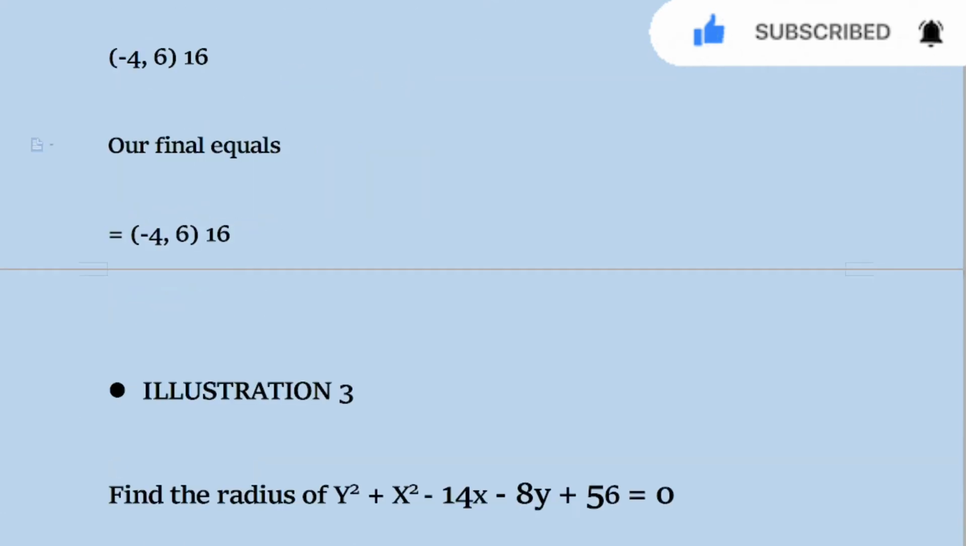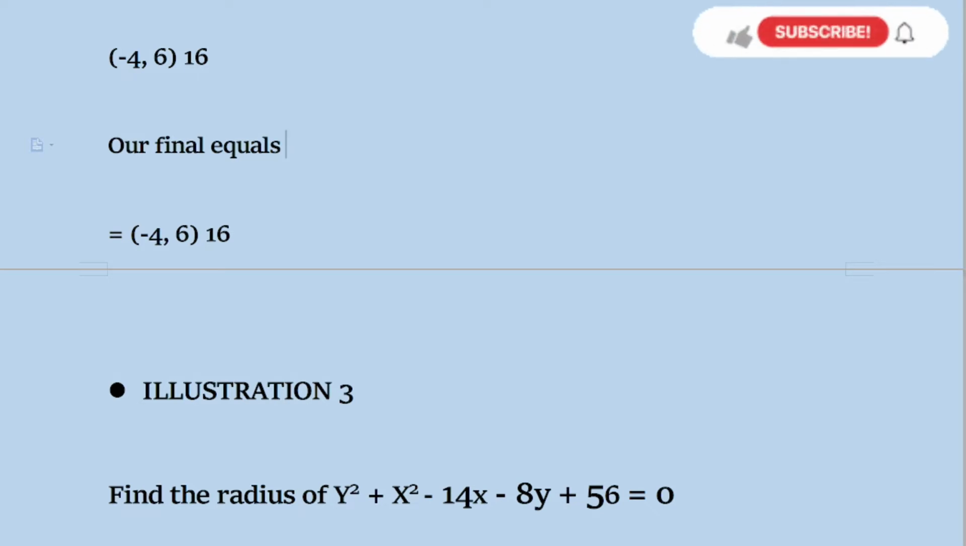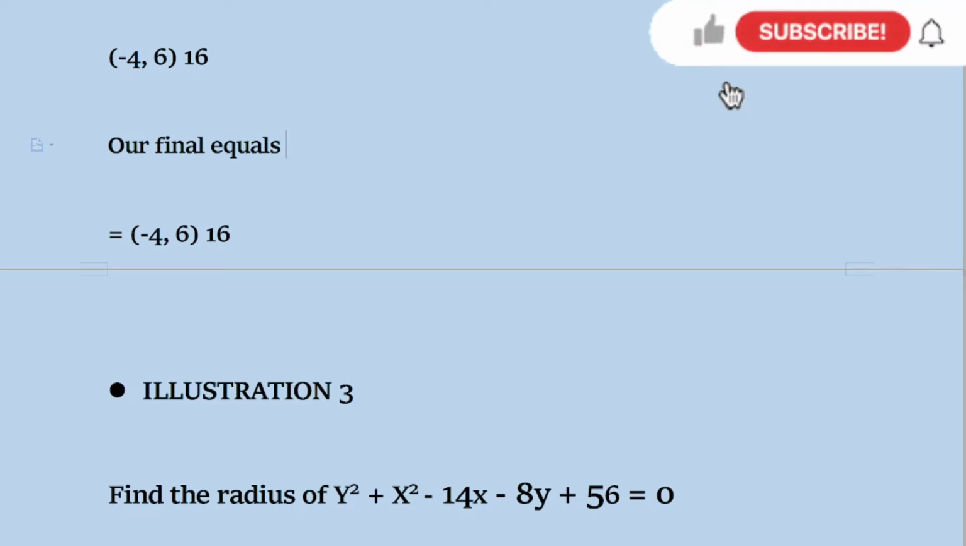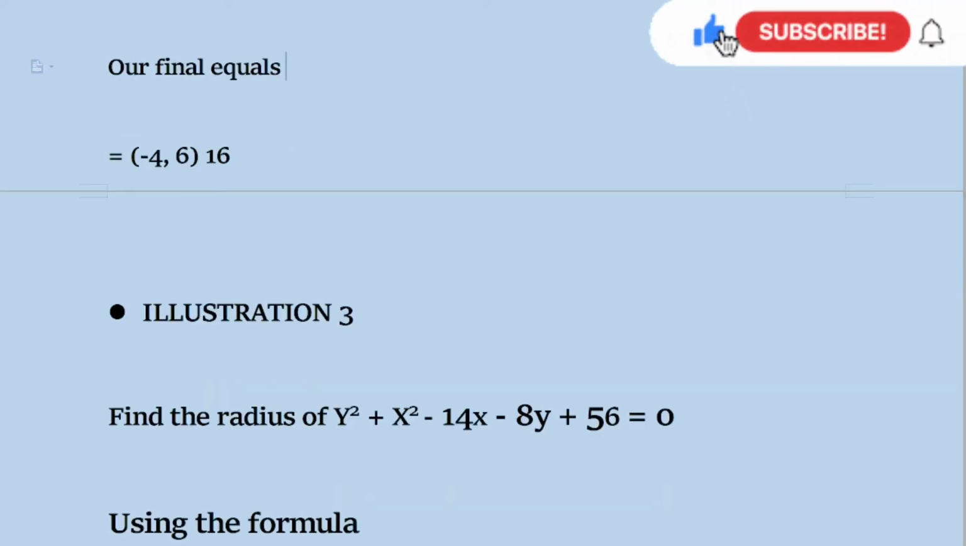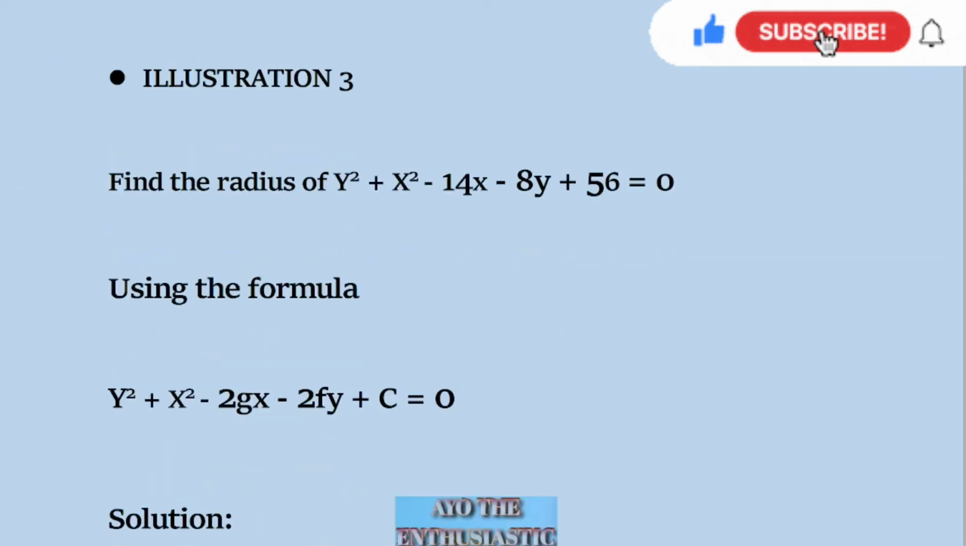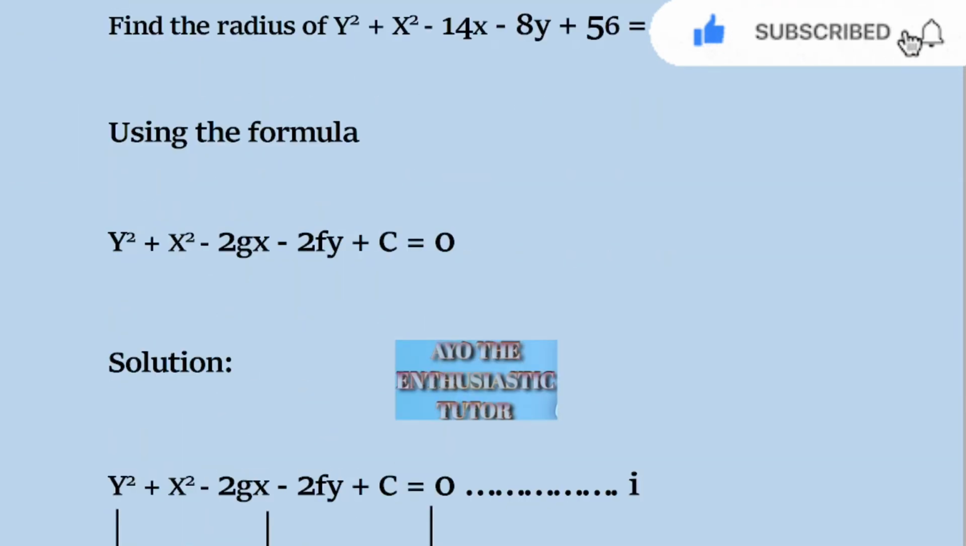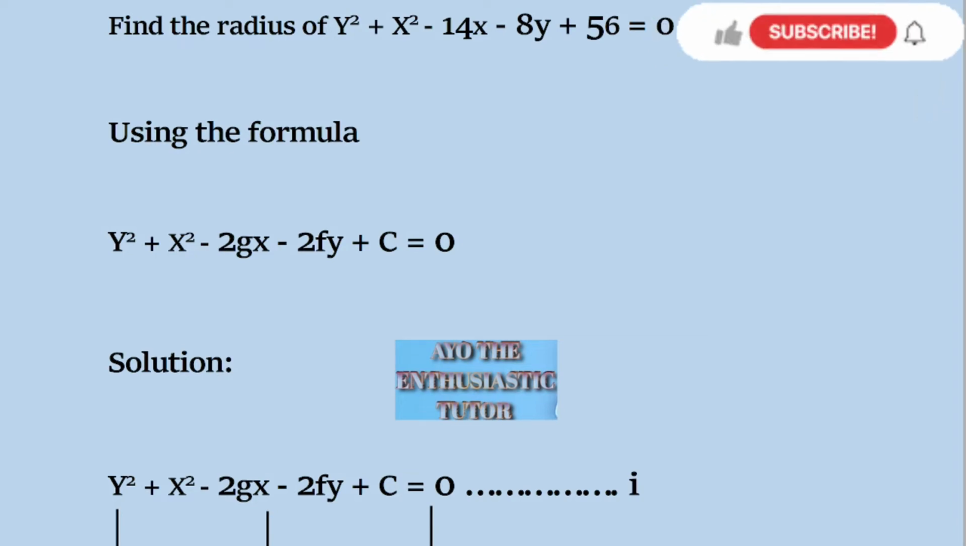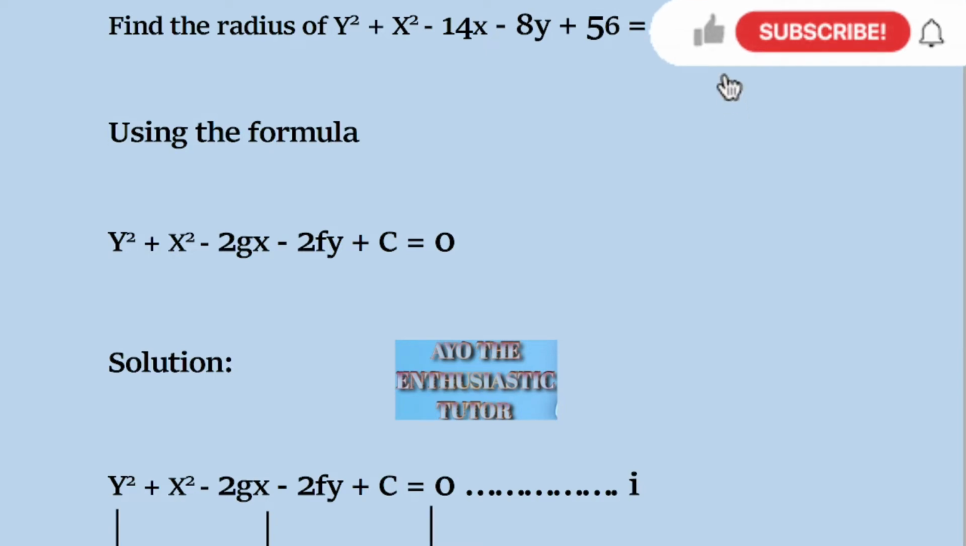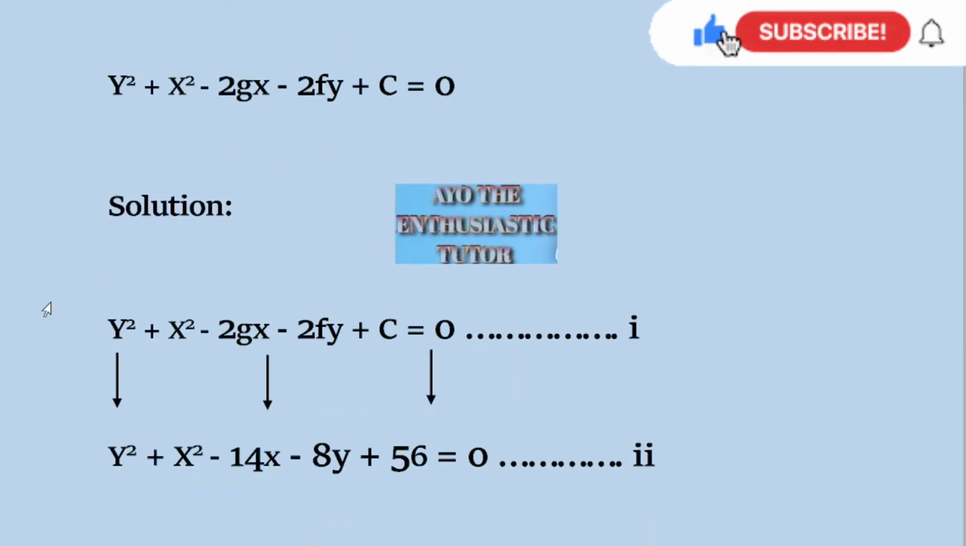Find the radius of y^2 + x^2 - 14x - 8y + 56 = 0 using the formula. So this is the formula. The formula is y^2 + x^2 - 2gx - 2fy + c = 0. So now we then say according to the formula, we then switch. So we switch.